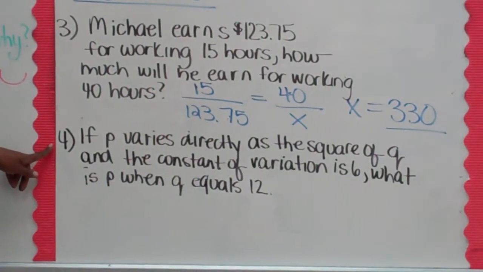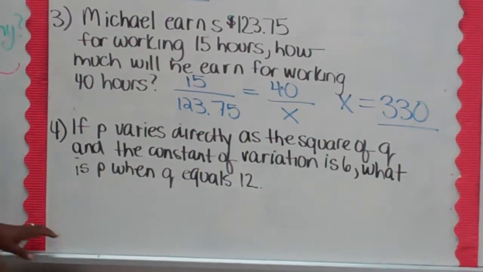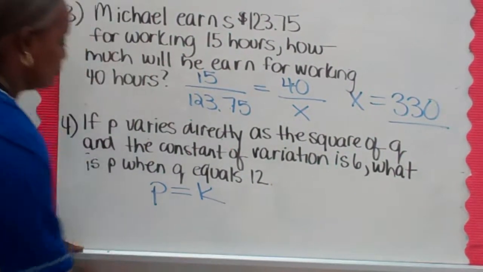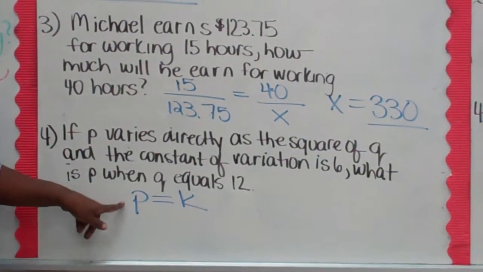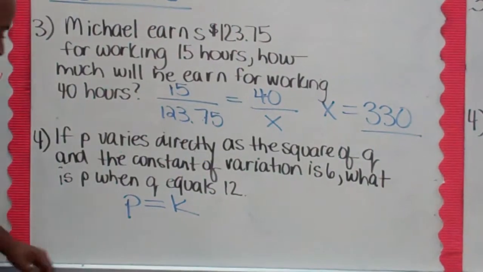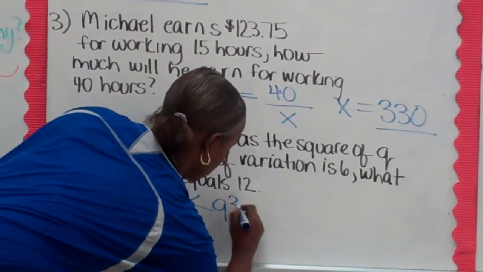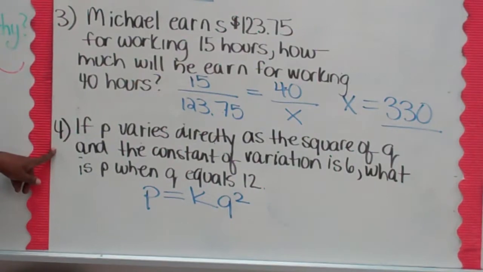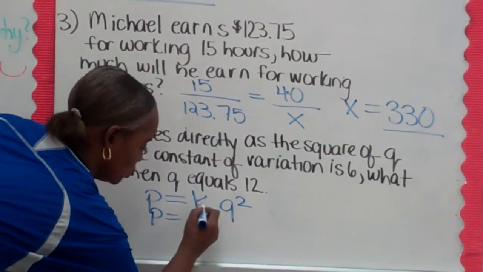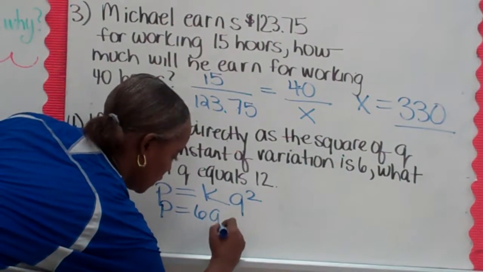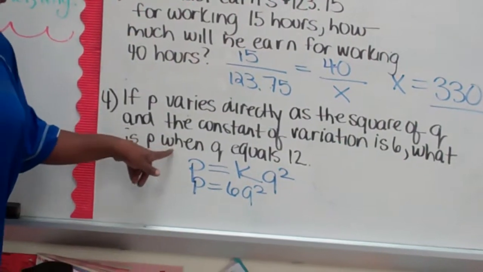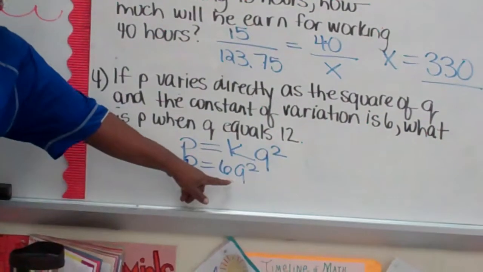Alright, number 4. If P varies directly as the square of Q, so Q squared, P equals K times Q squared. And the constant of variation is 6. So now I can say P equals 6Q squared. What is P when Q equals 12? So now I have Q.